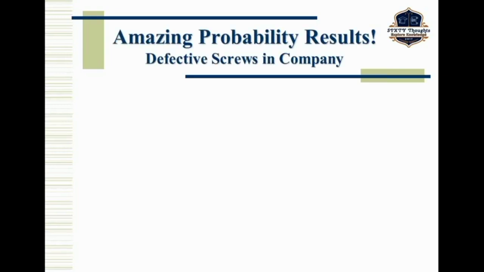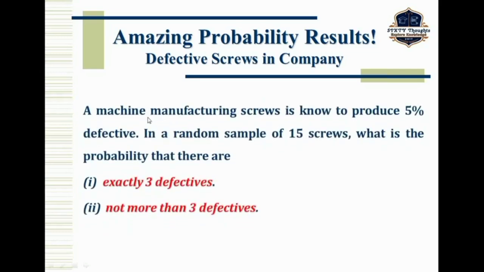In this video lecture, we will discuss one of the interesting real life applications, that is, amazing probability results of defective screws in a manufacturing company. Let us consider the given statement. A machine manufacturing screws is known to produce 5% defective in a random sample of 15 screws. What is the probability that there are exactly 3 defectives, and second, not more than 3 defectives?